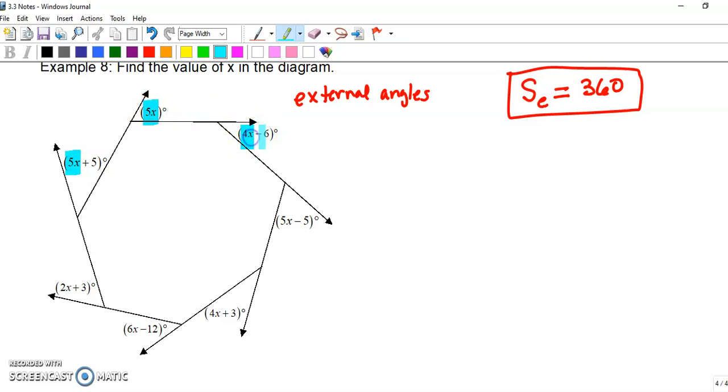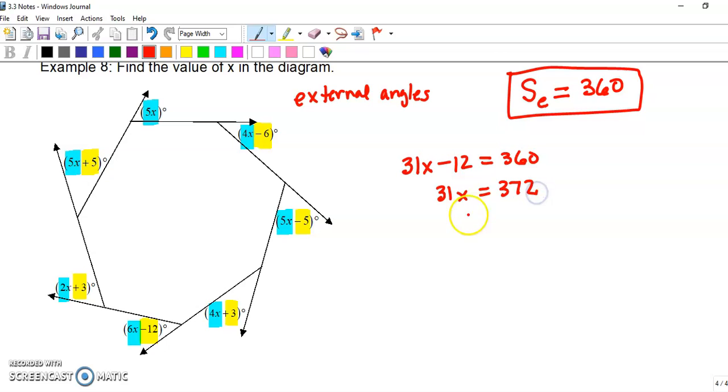5, 10, 14, 19, 23, 29, 31. And then plus 5, minus 6, minus 5. I need to add up all of these. Plus 5 and minus 5 is nothing. I think it's minus 12. That has to equal 360. When I add 12 to both sides and divide by 31, I'm going to get x equals 12.